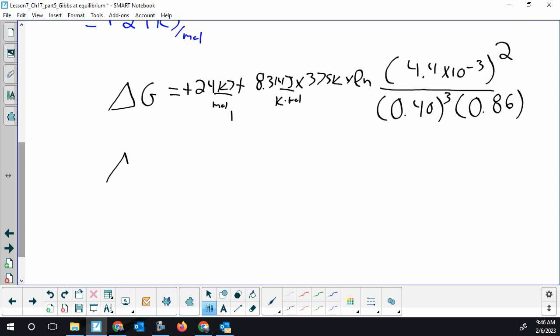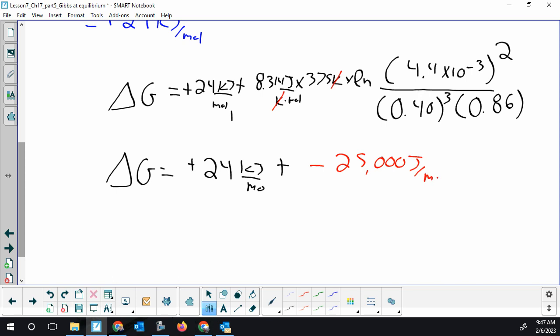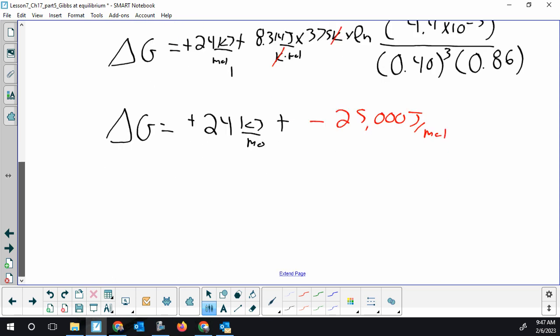So delta G equals, I'm going to leave the 2 pieces separate. My RT ln Q, we still have joules and moles left. So I get minus 25,000 joules per mole. The standard delta G, we would want to say is endergonic. Under standard conditions, this reaction wouldn't occur.